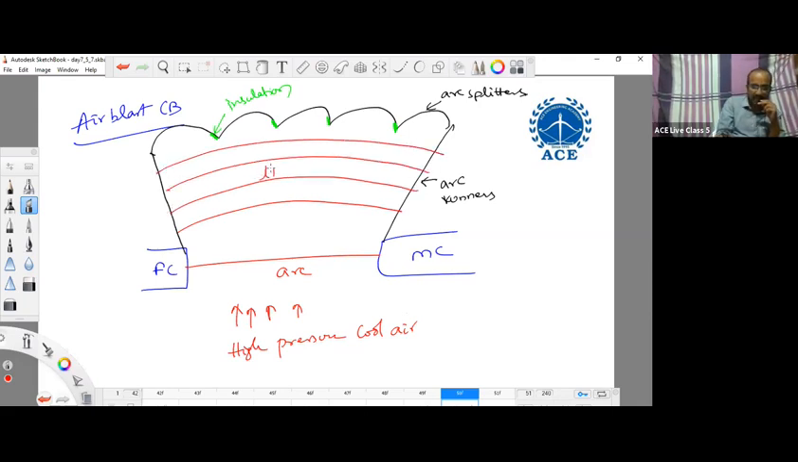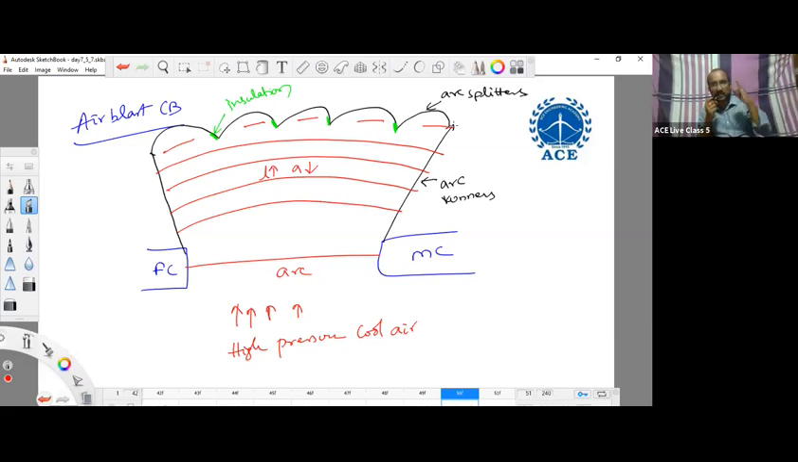Whenever the arc is running along the arc runners, the length of the arc increases and the area of cross section of the arc reduces. And whenever it reaches the arc splitters, the arc is split like this, and this insulation will not allow the arc to continue. So the arc is being quenched. This is how an air blast circuit breaker is operated.